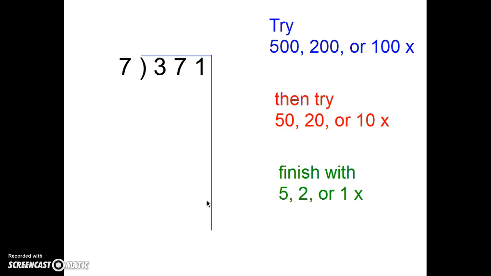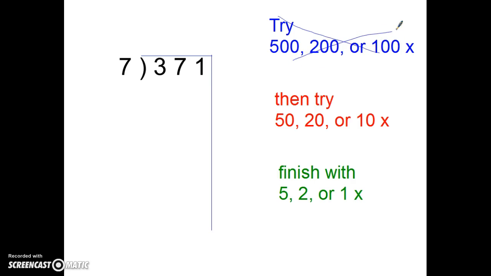So the first thing that I want to do is try either 500, 200, or 100 times my divisor, which is 7. Because kids are really good at multiplying by 1s, 2s, and 5s. And we know that all we have to do is append those extra zeros. So I'm going to the 100 first. If I did 100 times 7, that would be 700, which is too much. So I know I'm not even going to be doing any of those.